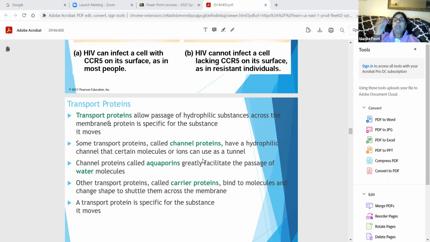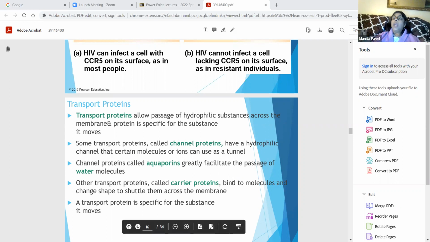But among channel proteins, a specific type is called aquaporin. Aqua comes from the Latin word which means water. So aquaporins specifically facilitate the passage of only water molecules across the cell membrane. Do not forget that aquaporins are a type of channel protein, and channel proteins are one type of transport proteins. We have other types of transport proteins, which are called carrier proteins.